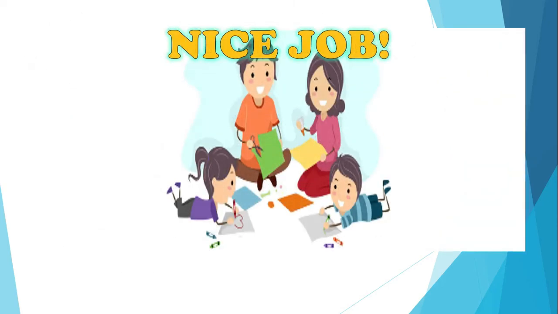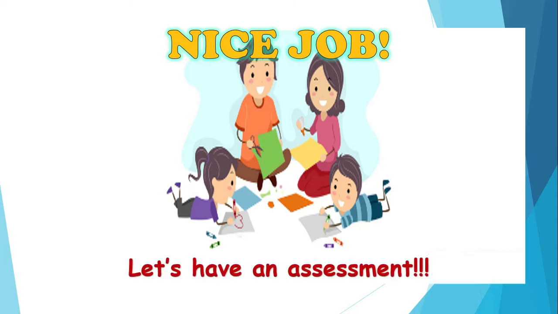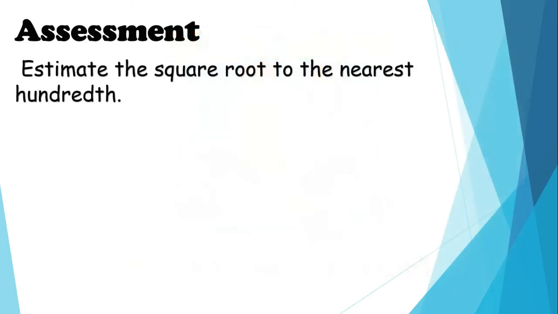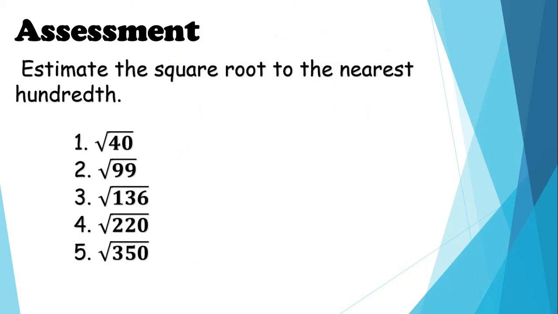Nice job! So, sana naintindihan natin kung paano tayo mag-estimate ng square root at mag-plot ng irrational numbers on the number line. Let's have an assessment. Tingnan natin kung naintindihan talaga natin ang ating lesson. So, estimate the square root to the nearest hundredth. Number 1, we have square root of 40. Number 2, square root of 99. Number 3, square root of 136. Number 4, square root of 220. And number 5, square root of 350. Okay, pwede natin i-pause ang video para masagutan yung 1 to 5. And after that, i-play na ulit and let's check your answers.